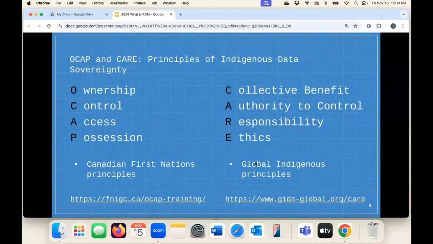So this is a slightly different focus, but I think it's really important, especially in Canada, especially in Manitoba, especially in Winnipeg. OCAP and CARE are principles of Indigenous data sovereignty. OCAP is a Canadian organization, and CARE comes from a global Indigenous perspective, a group called GIDA. They're similar but different. So we're talking about ownership, control, access, and possession, or collective benefit, authority to control, responsibility, and ethics.